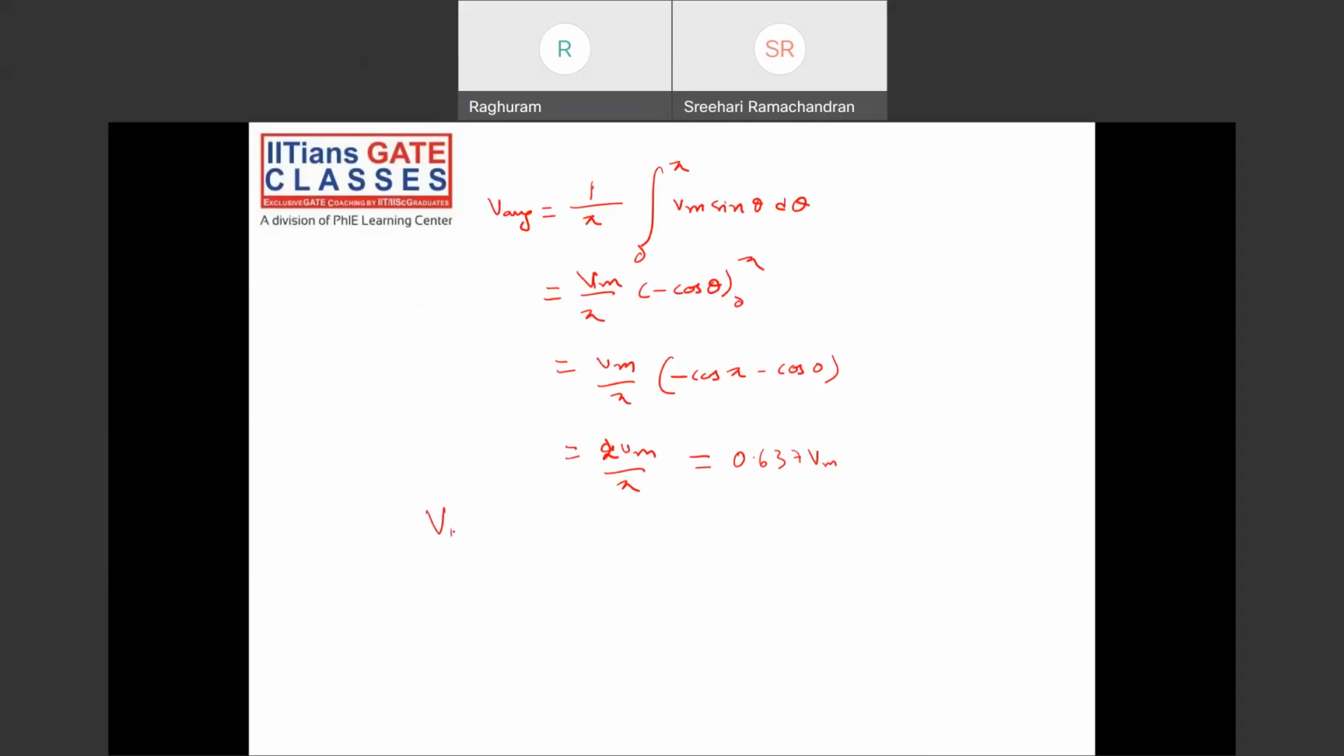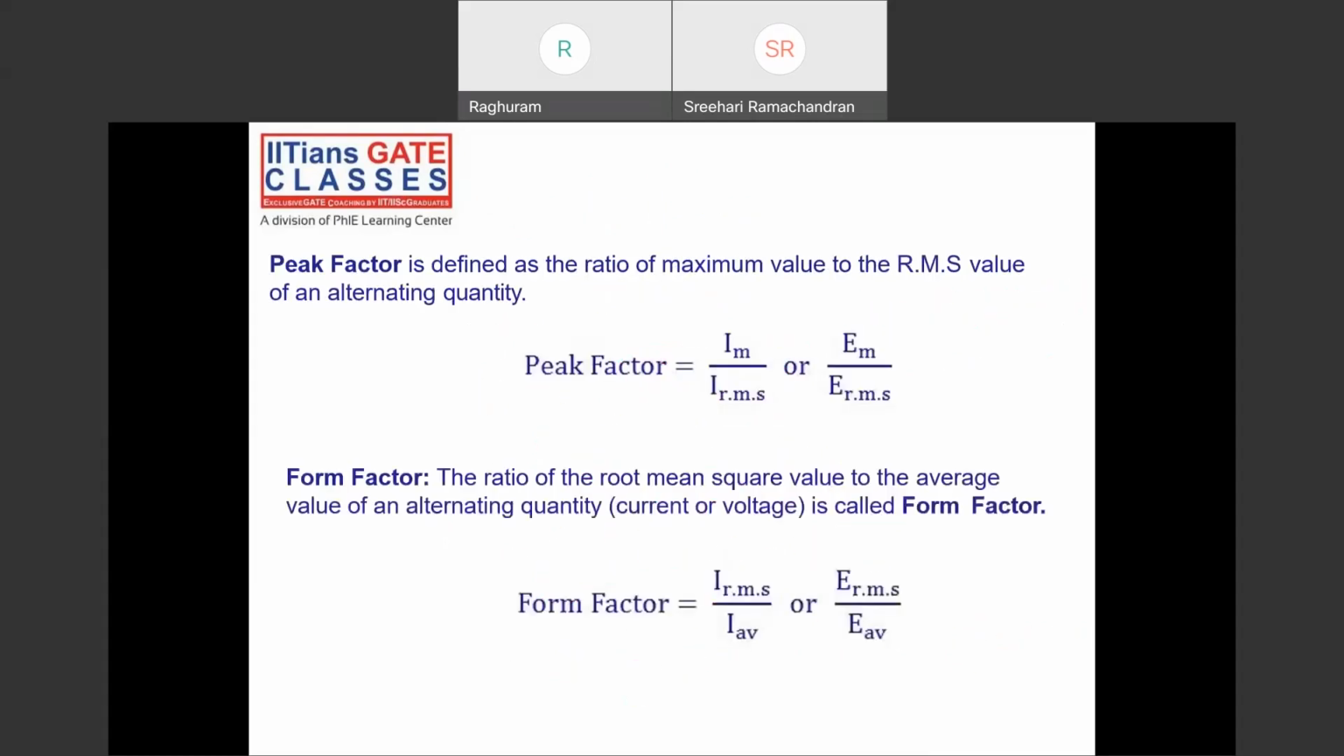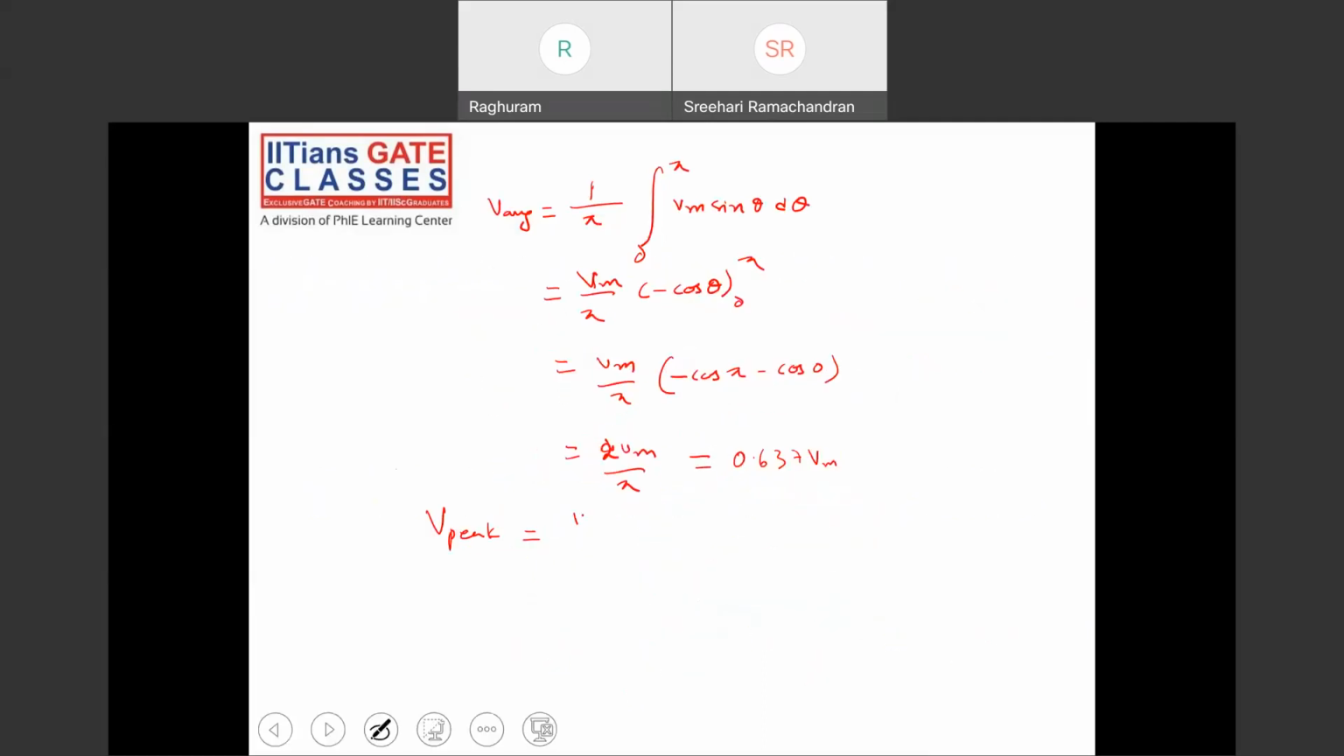What is peak factor? Peak factor is nothing but the peak value by RMS value, right? Vm by 0.707 Vm, or root 2, which is 1.414.